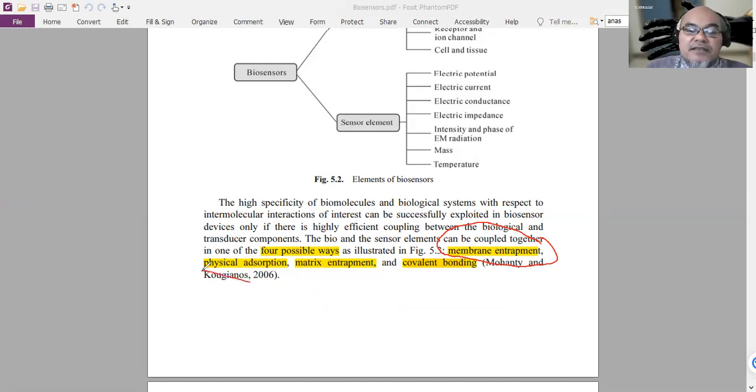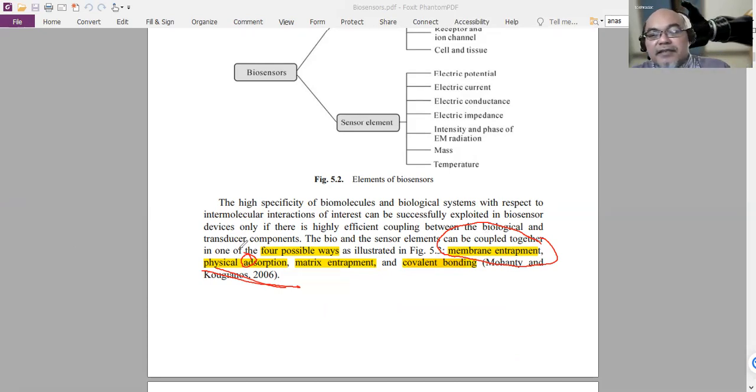As the name implies, adsorption means the attachment at the surface of the transducer using physical binding. Physical binding is, for example, van der Waals or electrostatic binding or any other non-chemical binding.